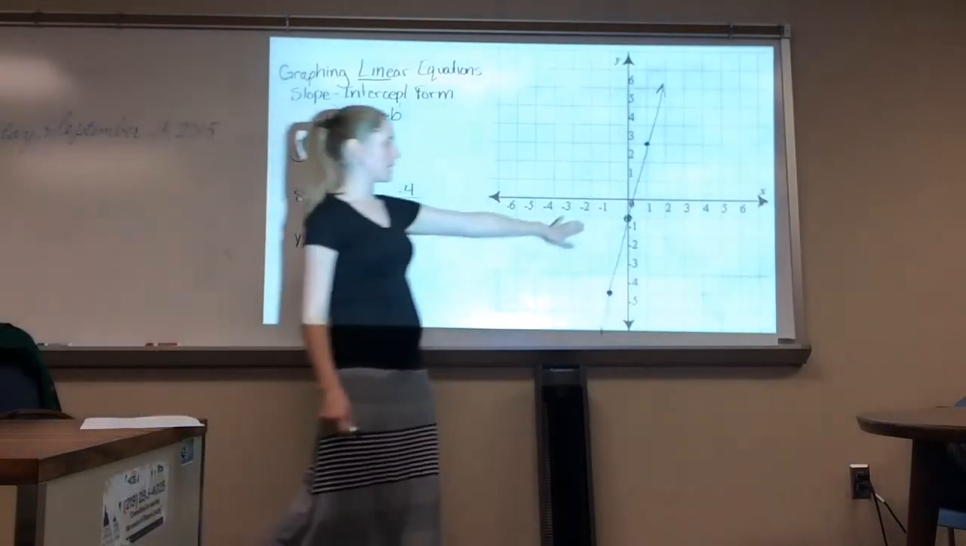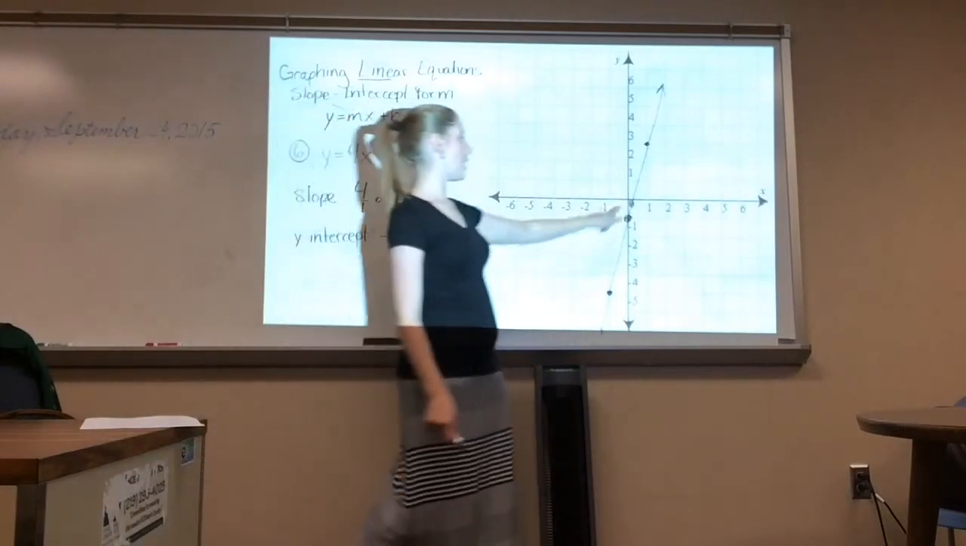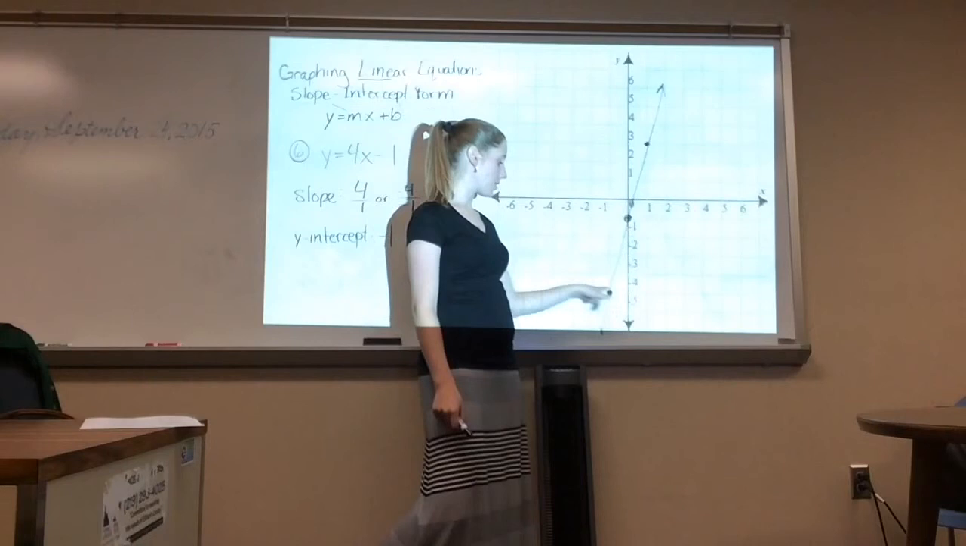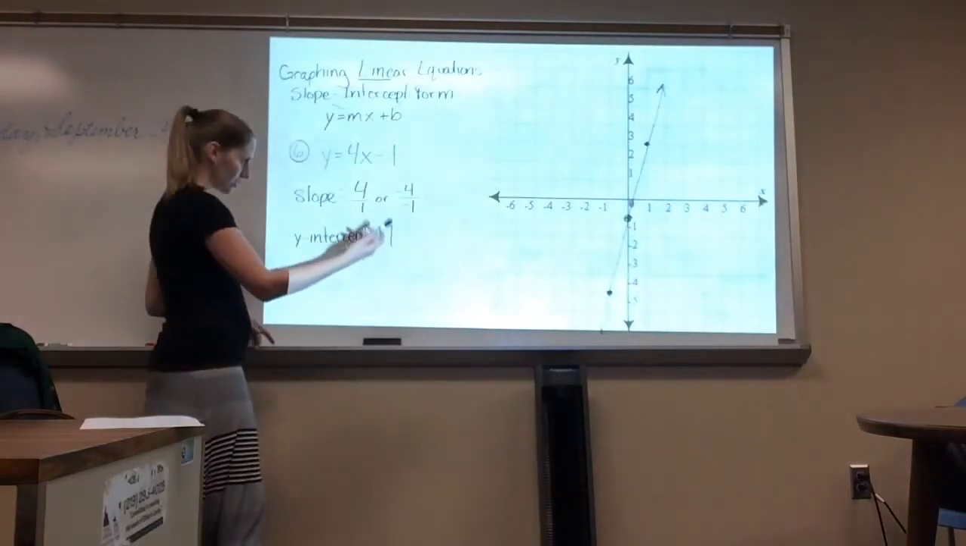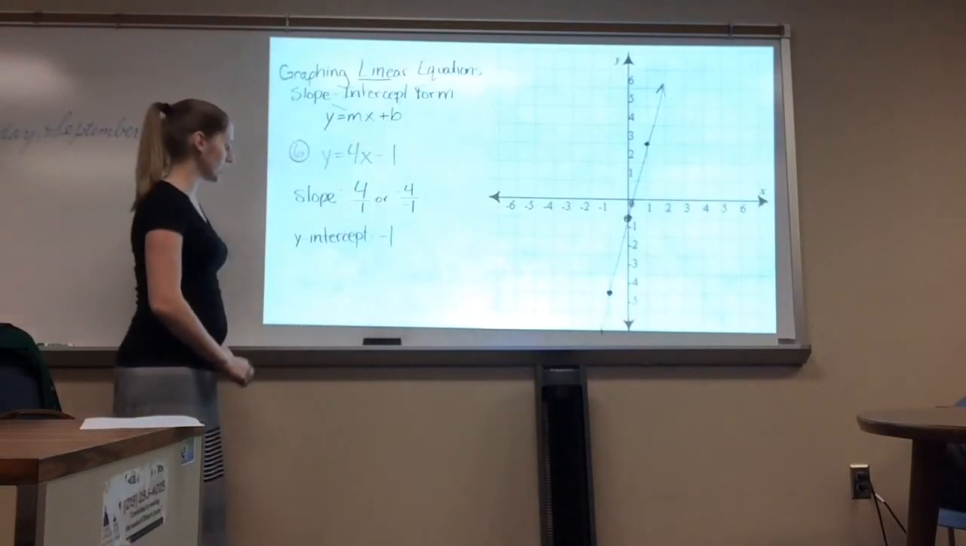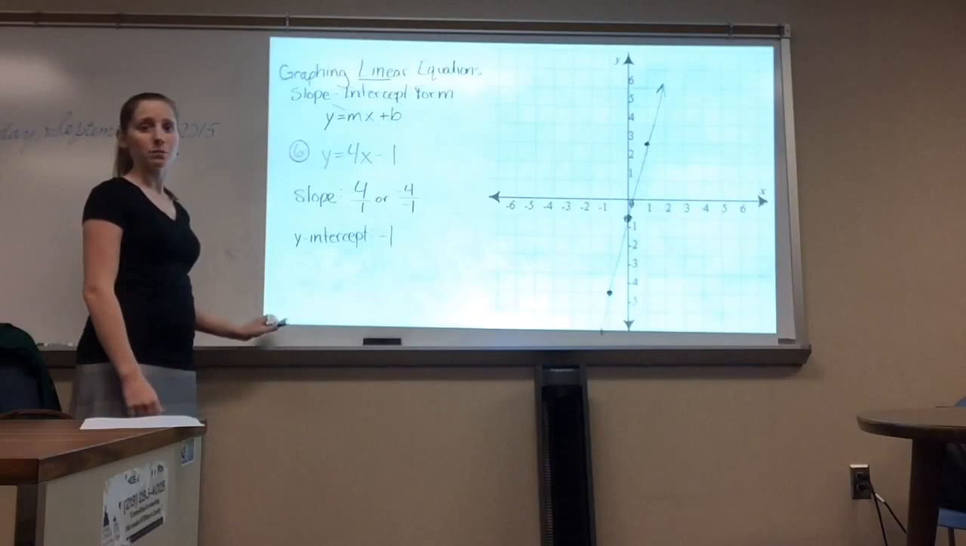So to graph it, I went down 1. And then I used my first slope, 4 over 1. I went up 4, to the right 1. And then I did the opposite. I went down 4, to the left 1. I can check my slope. It is going uphill, so it should be positive, which it is. And that's the end of our lesson on graphing linear equations from slope-intercept form.